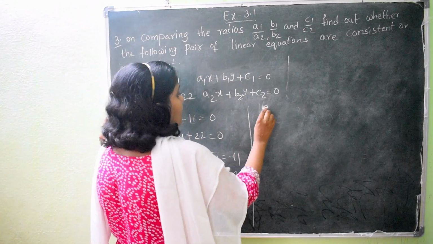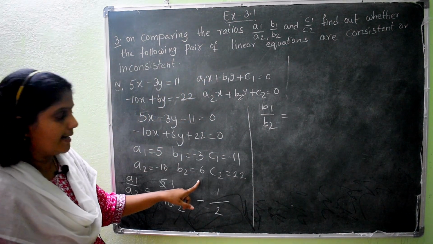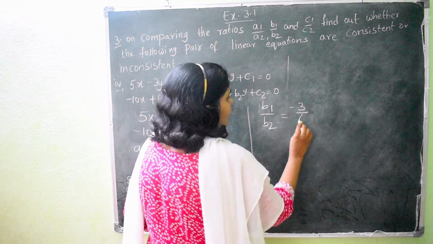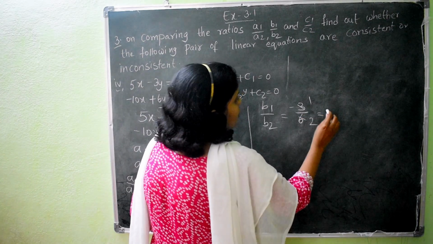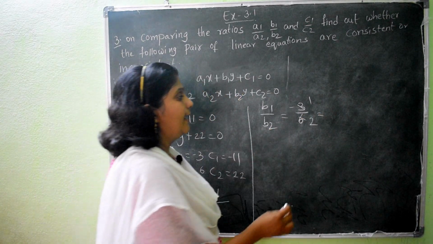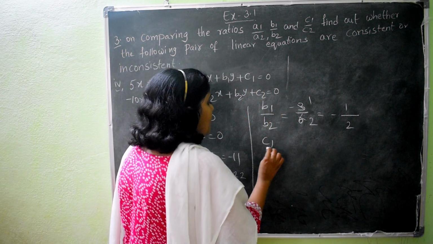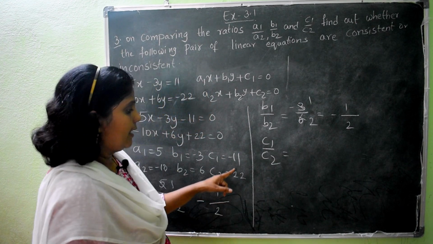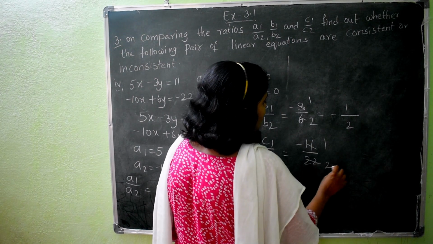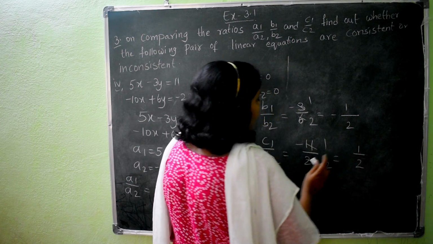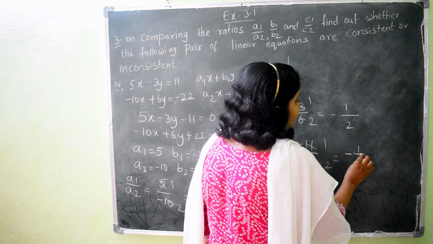Next, B1 by B2. What is B1? Minus 3. B2 is 6. So, minus 3 by 6. Again I am cancelling in the table of 3: 3 ones are 3 and 3 twos are 6. Here minus is in the numerator, but I am writing it along with the by sign: minus 1 by 2. Now C1 by C2. C1 is minus 11, C2 is 22. 11 ones are 11 and 11 twos are 22, so 1 by 2. Again minus is in the numerator, so I am writing the minus sign along with the by: minus 1 by 2.